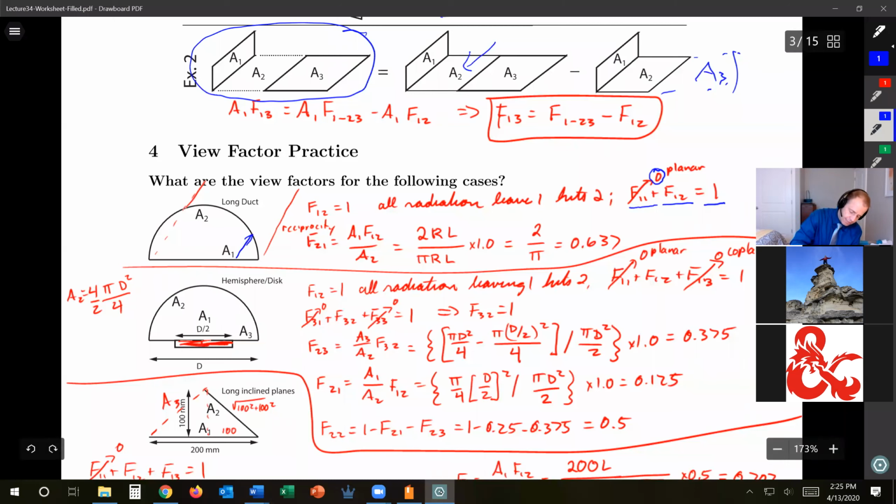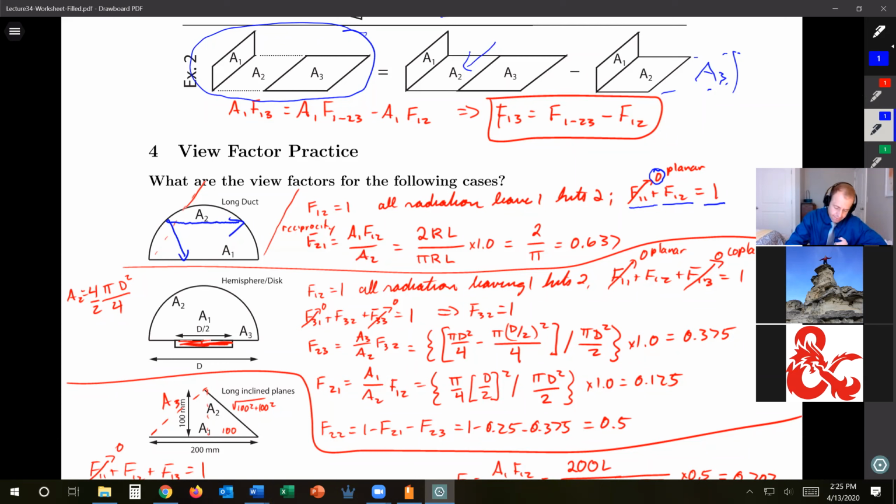You can see that, right? Everything that leaves area 1, because it doesn't hit itself, has got to be intercepted by area 2. But notice that backwards, area 2 does not all hit area 1, because some of that radiation is going to hit itself, but some of it will hit area 1. I can find that view factor by the reciprocity rule. This would be A2 F21 equals A1 F12. I would divide over, and that's what I did here already.